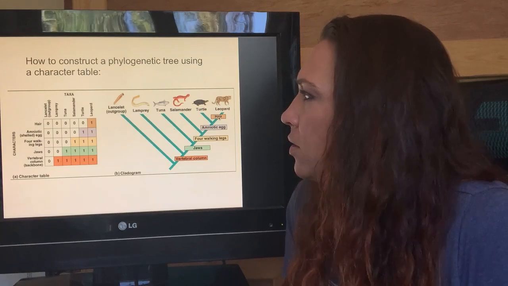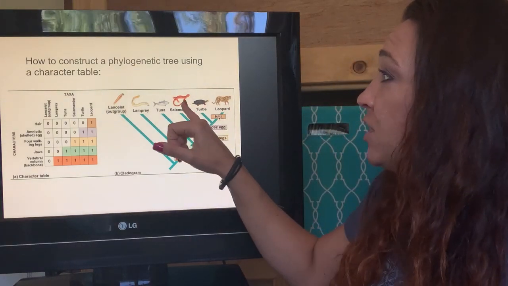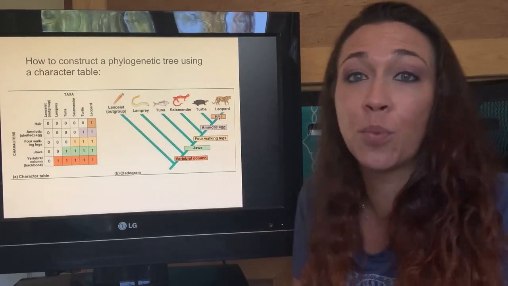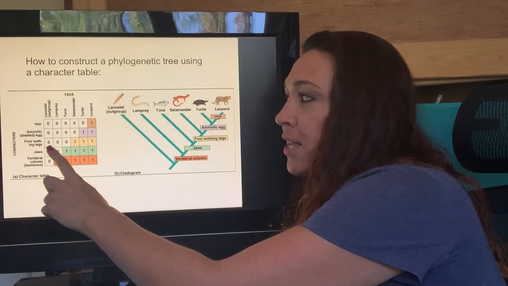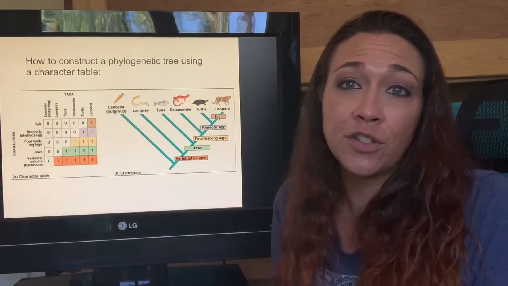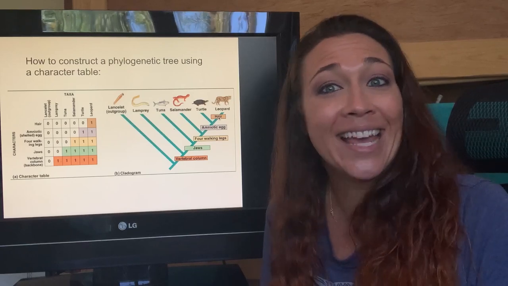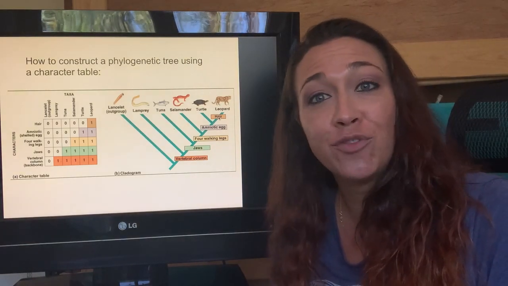I'd look at them again. Some of these have four legs, some have no legs. So the presence or absence of four legs, we can write four legs. Some of them have it, some of them don't. How many of them have jaws? For those of you who never took my marine biology class, lancelets and lampreys do not have jaws.